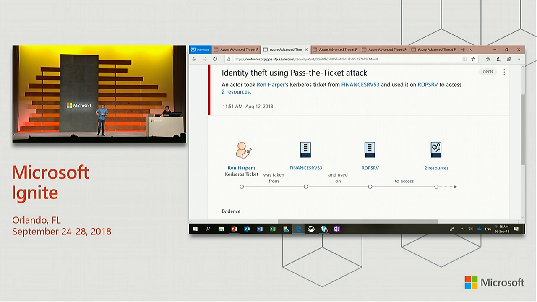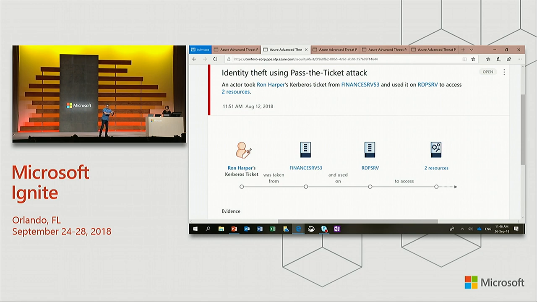Pass the ticket is a complex, very sophisticated, very hard to detect attack that Azure ATP is very, very happy to detect and provide you the information with. As we can see, there are 4 involved entities, and this makes the story a bit more complicated, but let's try to understand what happens. On the left, we can see Ron. Ron is the user, and on the right, we can see 2 more servers, Finance SRV 53 and RDP SRV.